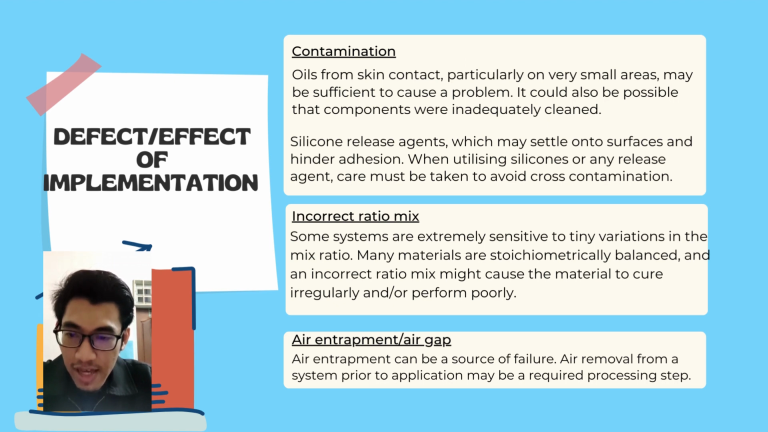Next is air entrapment. In modest applications, air entrapment can be a source of failure. Air removal from a system prior to application may be a required process instead. Air gaps may prevent the adhesive from properly interacting with the substrate surface, resulting in lower strength.